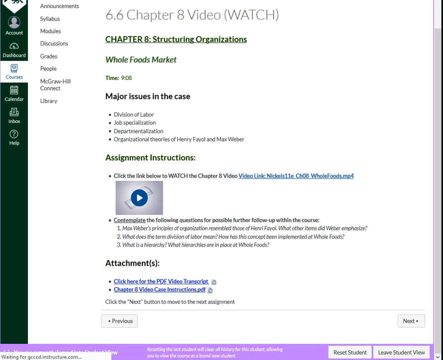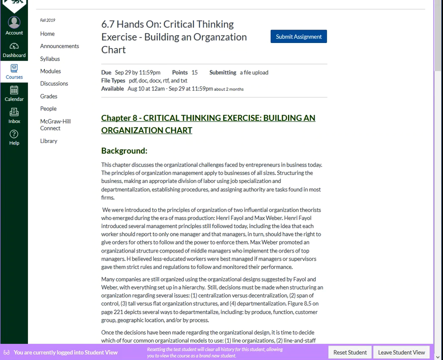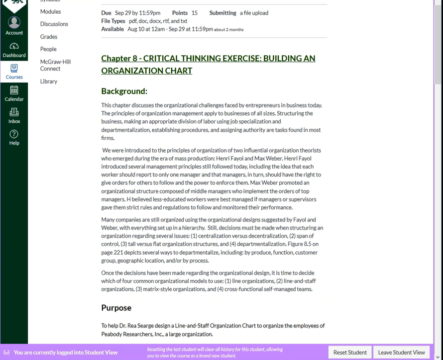Moving forward, you have another assignment for this module. Here you're going to build an organization chart. Now let's take a little bit of a look at this assignment here.